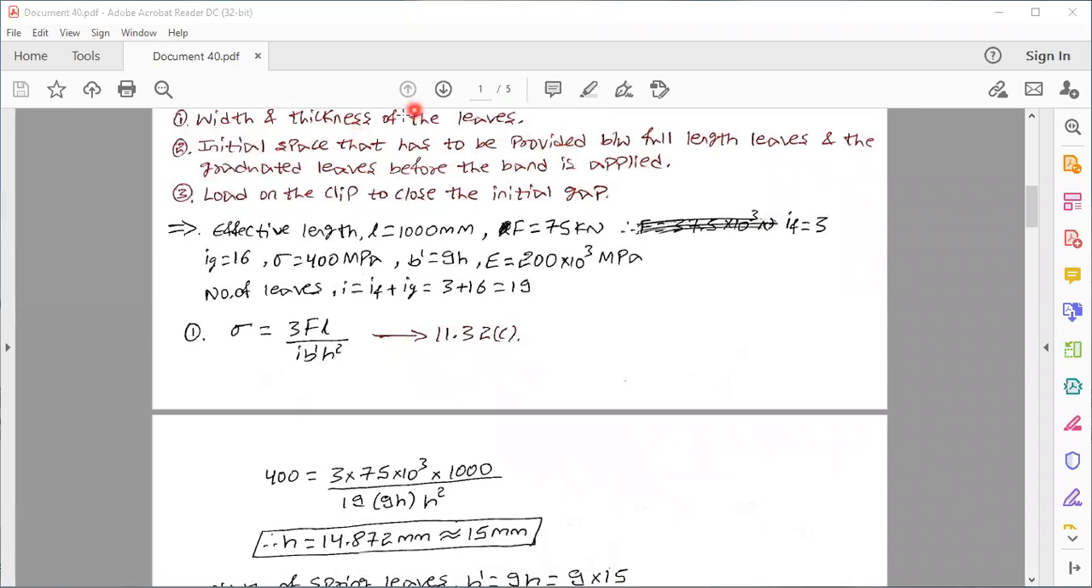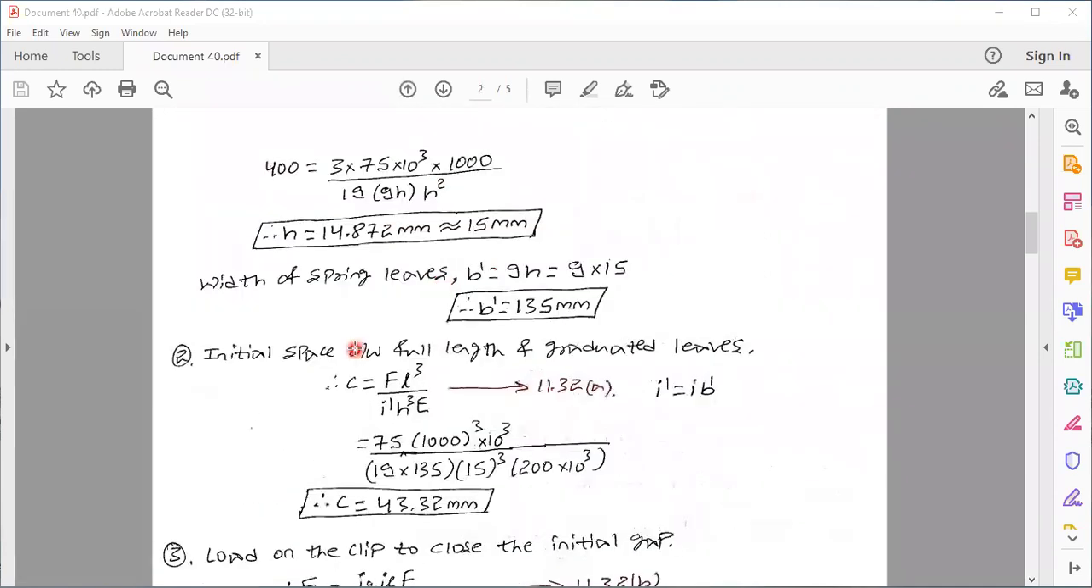After calculating the width and thickness, next you need to calculate the initial gap. Initial gap that has to be provided between the full length leaves and the graduated leaves. Means you need to calculate the value of C. Initial space between the full length and graduated leaves. C is equal to F L cube by I dash into H cube into E. This is the formula which is there in your data book 11.32a, the initial space between full length and graduated leaves.